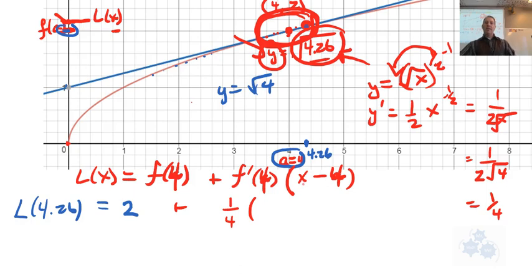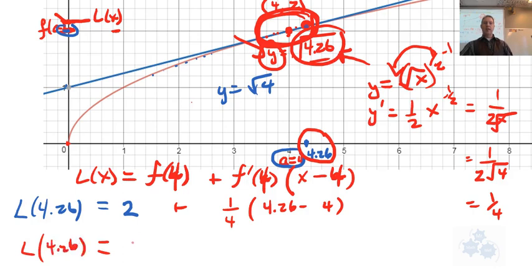And now x is this value that I'm trying to approximate. So this is going to be 4.26 minus 4. So it's the change in x there, right? So the approximation L of x, or L of 4.26, is 2 plus 1/4 times 0.26.